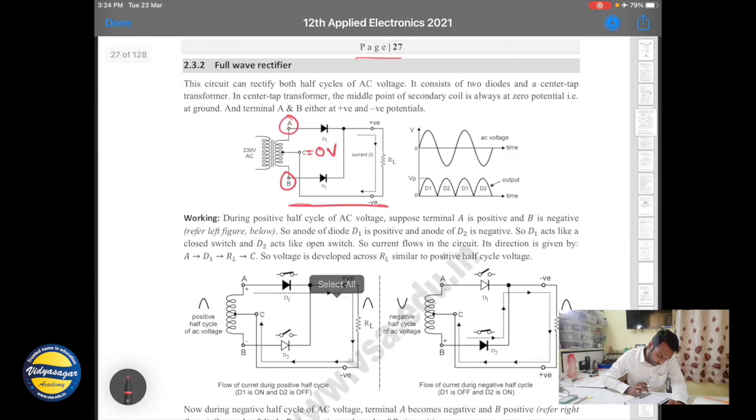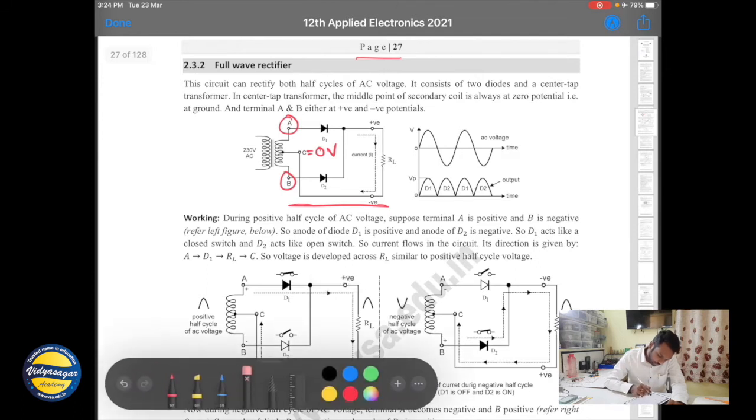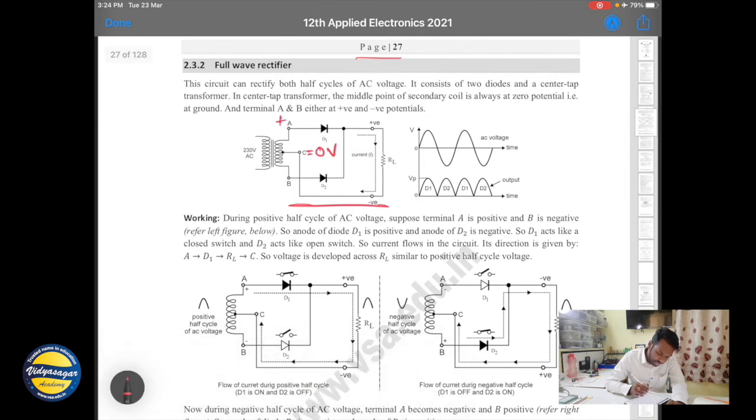So during the first positive half cycle, consider that point A is positive and point B is negative. So A is at higher potential as compared to point C, because at point C it is 0. Therefore diode D1 will be forward bias. When diode D1 is in forward bias, it will conduct current, as I am showing right now.